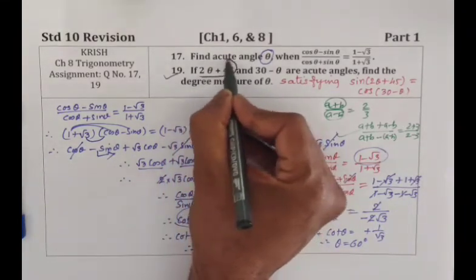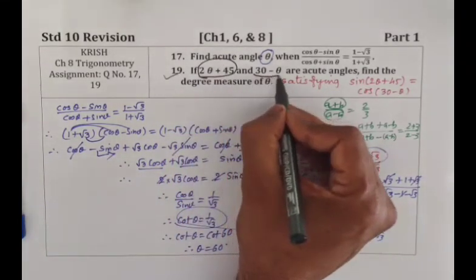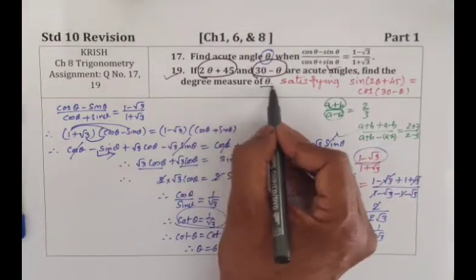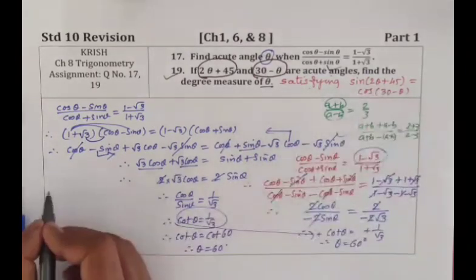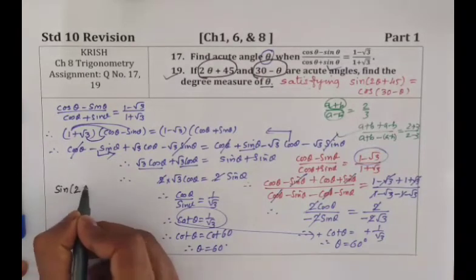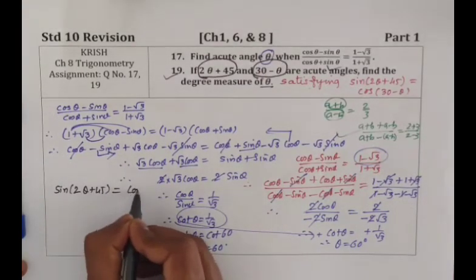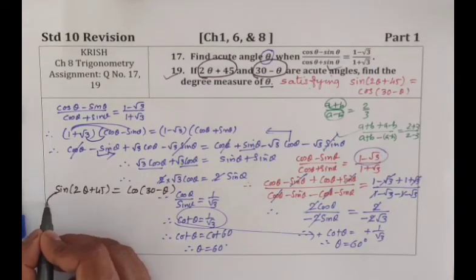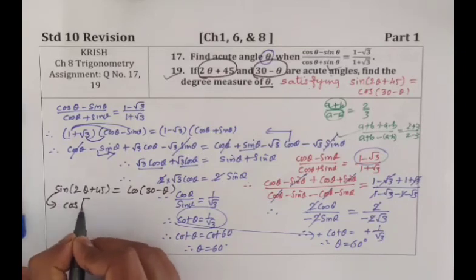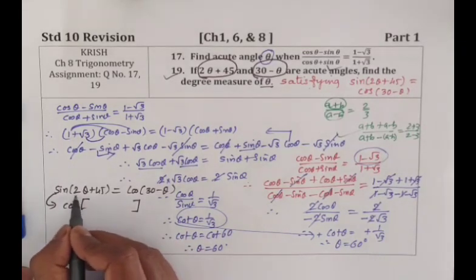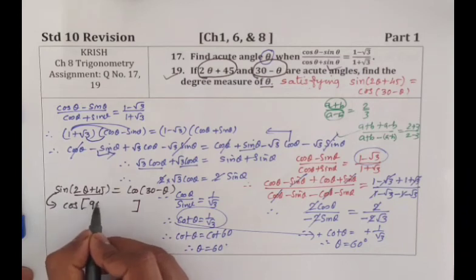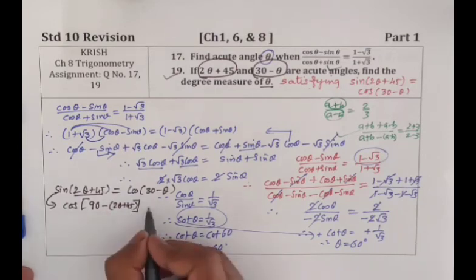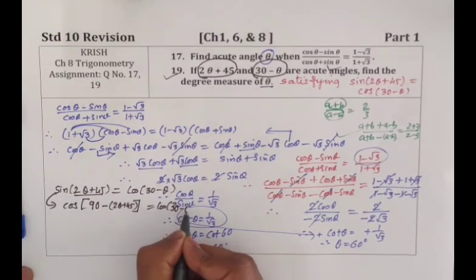If 2 theta plus 45 and 30 minus theta are acute angles, find the degree measure of theta satisfying sine of 2 theta plus 45 is equal to cos of 30 minus theta. Children, this is interesting. What is the complementary of sine? Cos. Yes, I'm going to use a large bracket. What is the complementary of 2 theta plus 45? 90 minus 2 theta plus 45. You have to be careful. That is equal to cos of 30 minus theta.